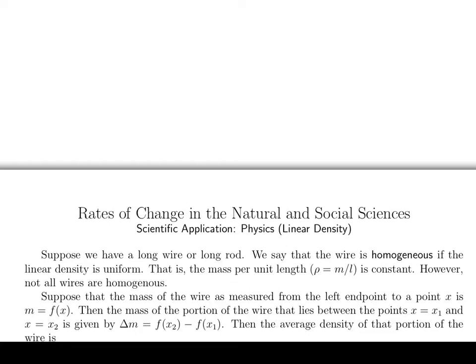Then the mass of the portion of the wire that lies between x1 and x2 is just delta m, and that's just f of x2 minus f of x1. Essentially, you're thinking about chopping the wire in two places. You chop the wire at x1 and then you chop the wire at x2, and you ask what is the mass of the wire in between those. That's given by this increment.